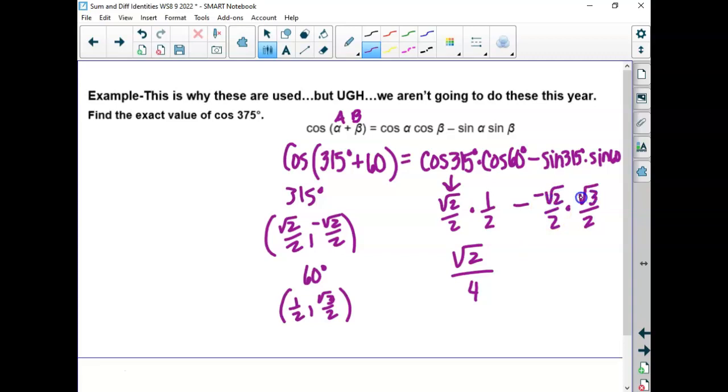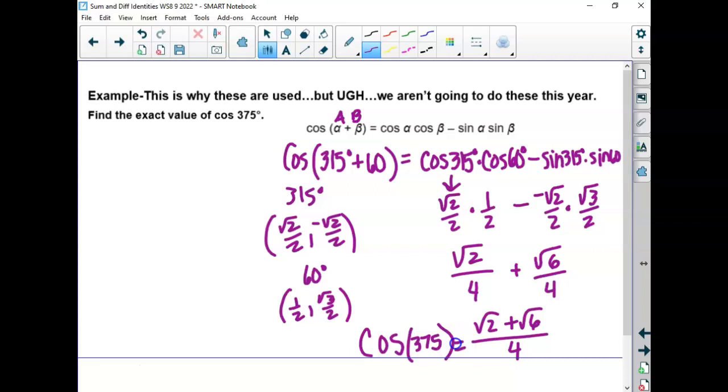They are both in radicals, so we can multiply them together. We will get a square root of 6, and the denominators multiply to make 4. But what happens here? Minus a negative becomes plus. And then we can combine those all over one common denominator if we wanted to. We just found the exact answer for the cosine of 375.